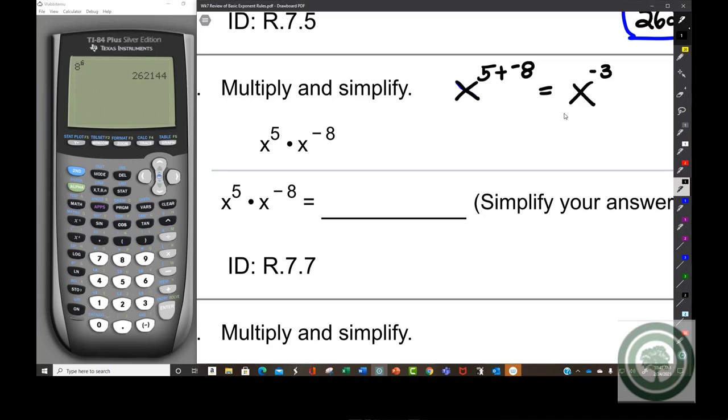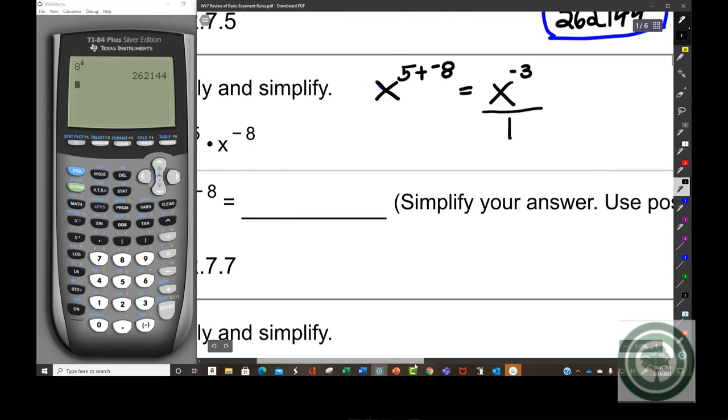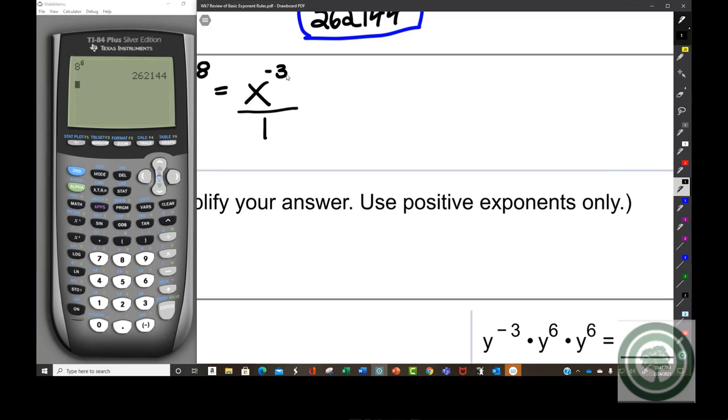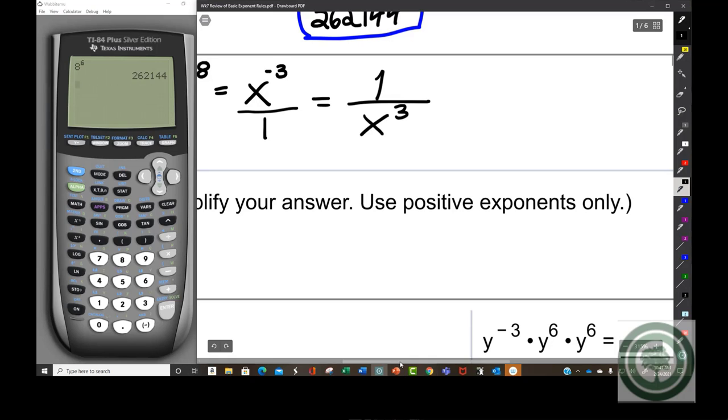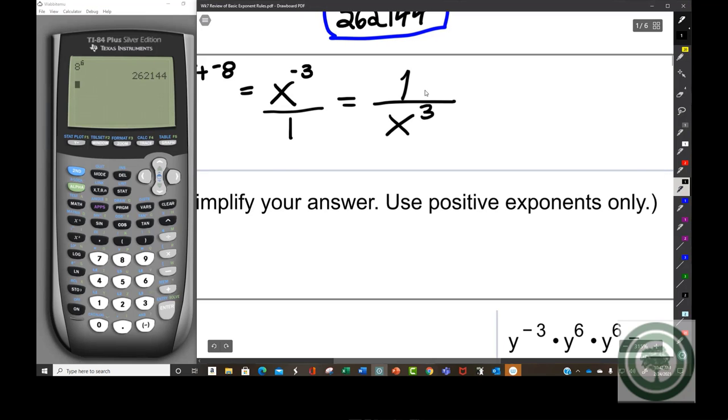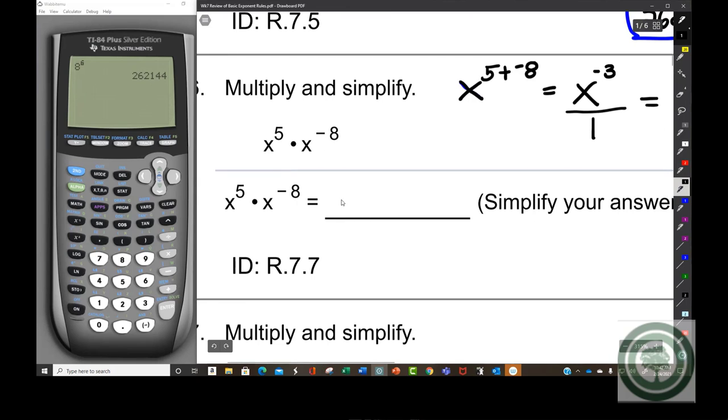But remember, this is really x to the negative 3 over 1, because there are two locations, upstairs and downstairs, and x is in the wrong place. I know that because of the negative sign in front of the 3. So x has to be put in the correct place, where it will have x to the positive 3, and we put a 1 on top, because we can't have any empty apartments, so 1 has got to occupy the upstairs apartment. So there's our answer: 1 over x to the third power.